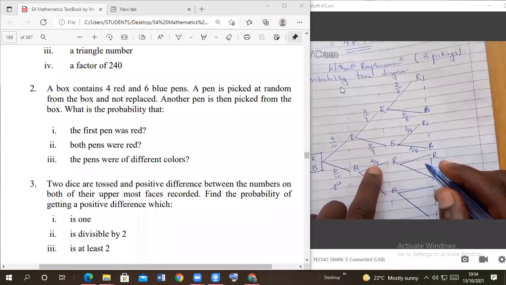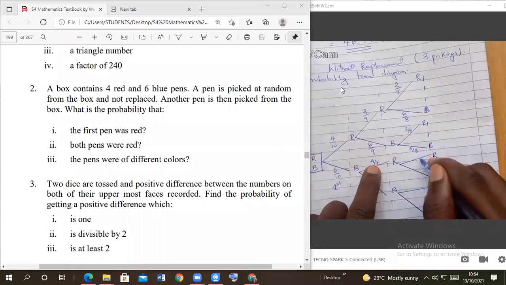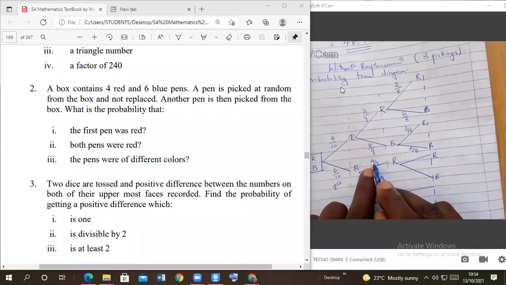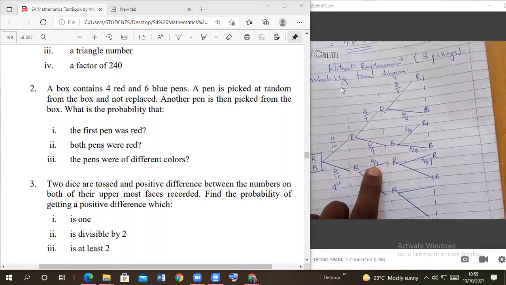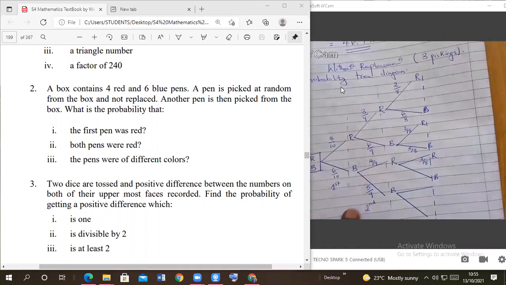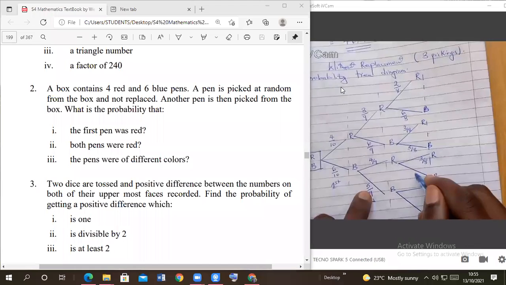Red will be 3 out of 7, 3 out of 8. Blue was 5, which means blue will reduce to what? Blue will remain the same, 5 out of 8, not so?